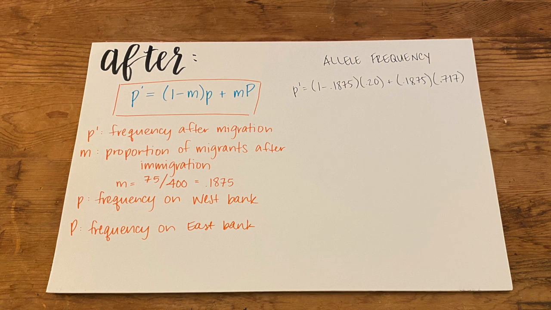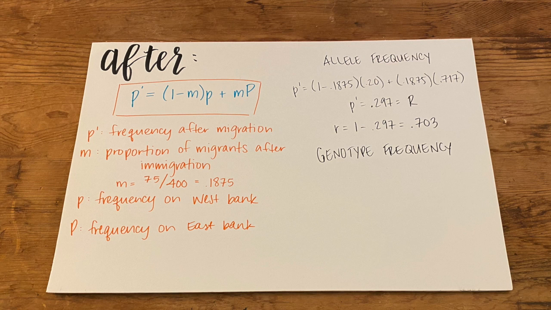Multiply 1 minus 0.1875 by 0.20 and add 0.1875 multiplied by 0.717. This is equal to 0.297. To find the frequency for small r, we subtract our answer from 1, which equals 0.703.